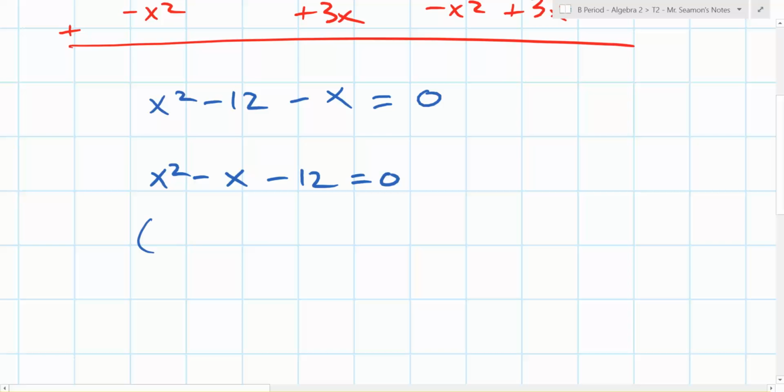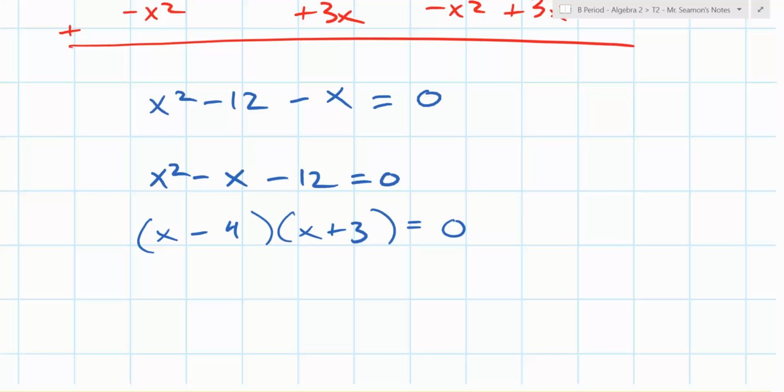It breaks down nicely into x and x. What do the other two numbers have to multiply together to get? -12. And what do they have to add together to get? -1. So it's going to be negative and positive, negative what and what? -4 and 3. You can test it. It does work.